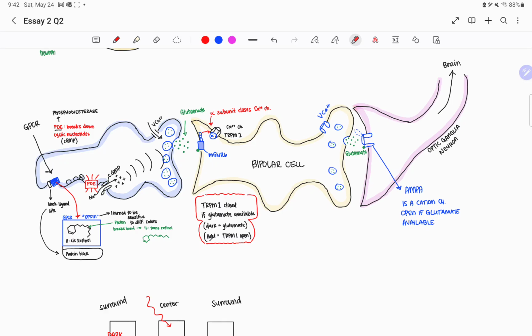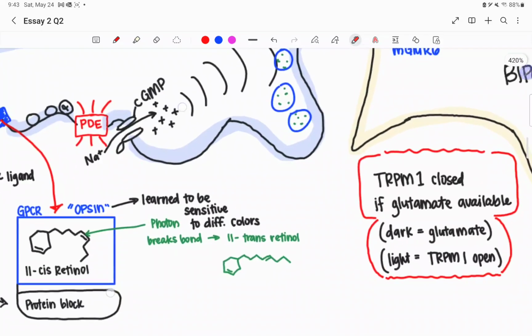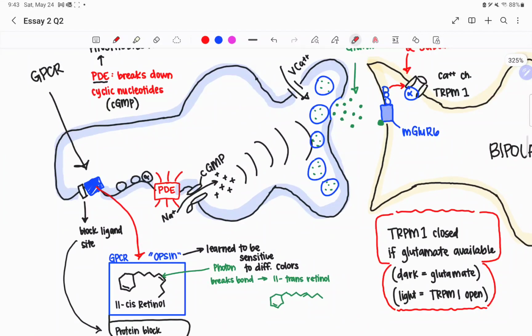Okay, so I'm going to talk about dark first. If you're just in a dark room, what's happening on your photoreceptor? Okay, so pretty cool thing here. This is our photoreceptor. I've got it drawn out right here. In the dark, nothing is happening to our GPCR. Okay, our GPCR is blocked when it's dark.